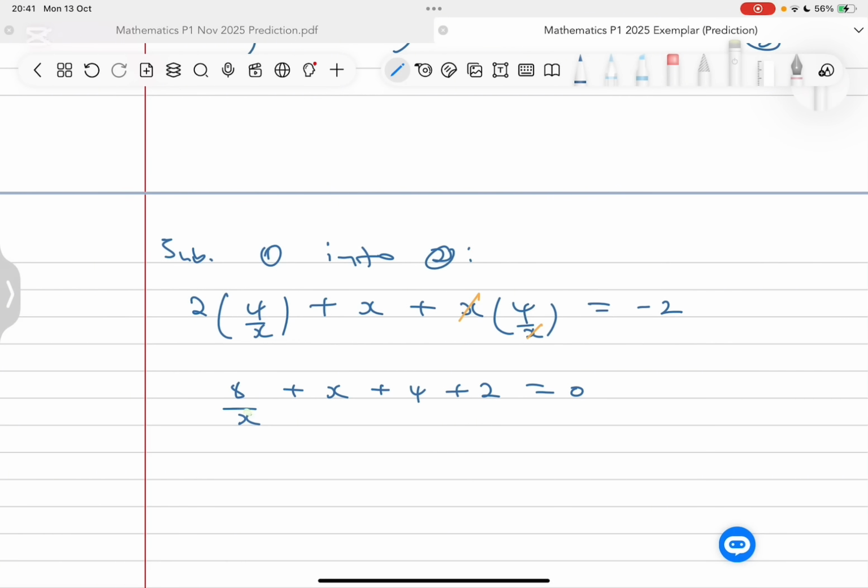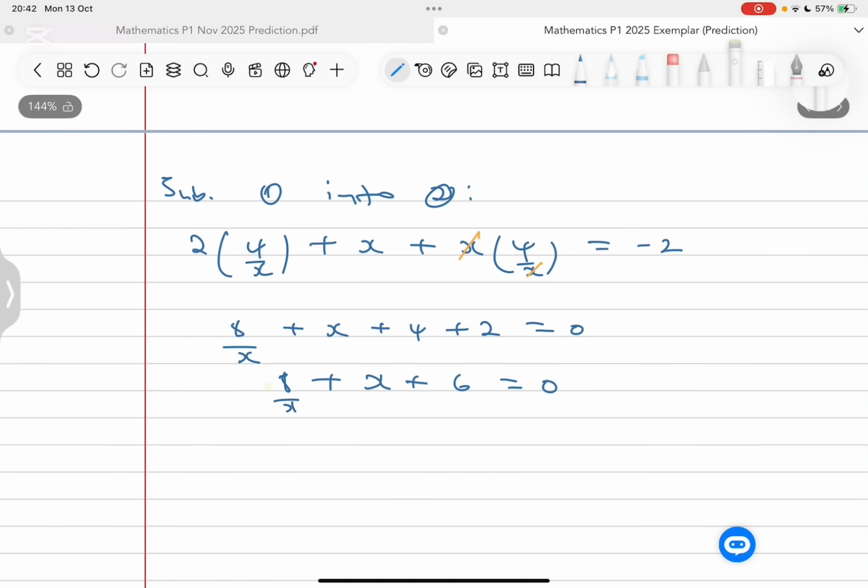Now I still have a fraction here. I'm going to multiply each term by the x to try to remove this x. So I'm going to multiply by x, by x, by x, and I'm also going to multiply this by x. In fact, these two are like terms, so I can start by combining them so that I have a 6, and here an x, and then I have an 8 over x is equals to 0.